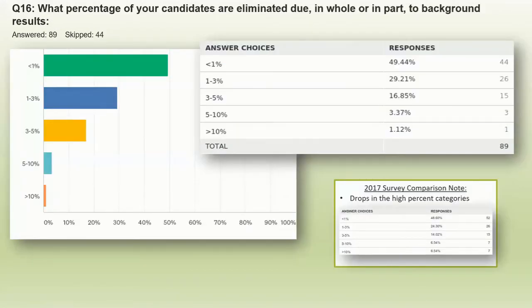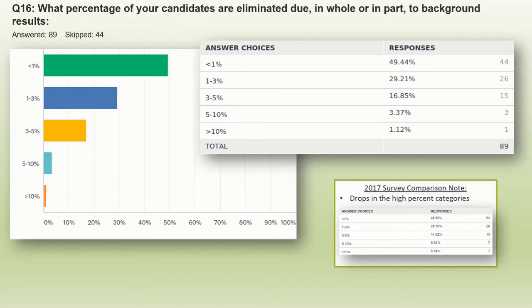The next question, question 16, what percentage of your candidates are eliminated due in whole or in part to background results? So we have about 90 respondents here. Some of these numbers are starting to dip a little bit below the 100. I'd prefer to at least keep the individuals responding somewhere in the ballpark of a Family Feud response where we asked 100 people and put the top 5 answers on the board. But that's what we're looking at here. 89 respondents stated, the majority of which stated, that less than 1% of the candidates are eliminated in whole or in part due to the background results.